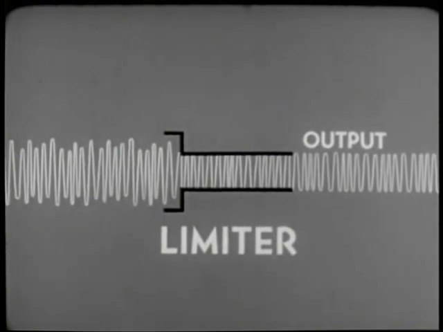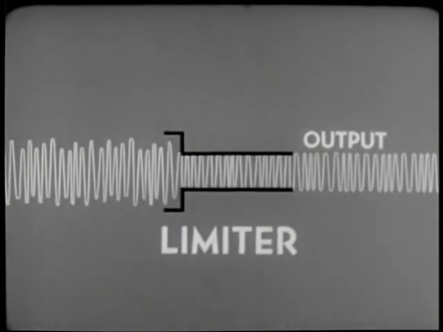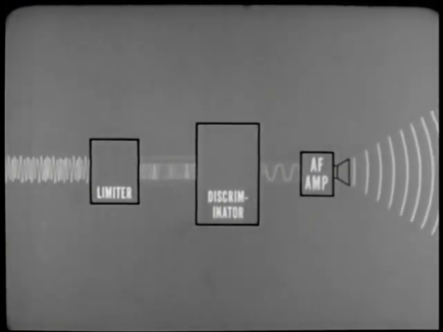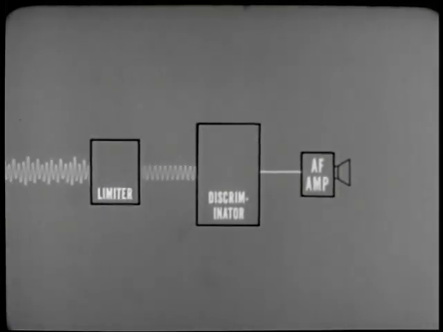The next step is to extract the intelligence, to change the frequency variations back into audio frequency voltage variations, which we can then amplify and feed to a speaker. In an FM receiver, this is the function of the demodulator or discriminator. You might say that the discriminator in FM is the rough equivalent of the detector in an AM receiver. Feed the frequency-modulated carrier into the discriminator, and its output will be an audio frequency voltage. Feed it an RF signal with constant frequency, and there will be no output signal.